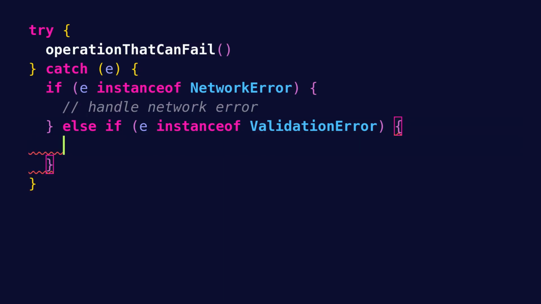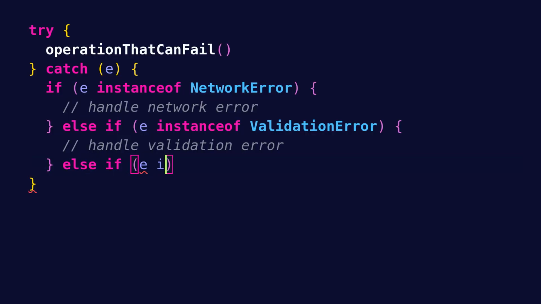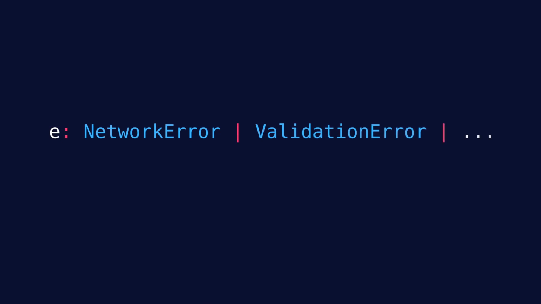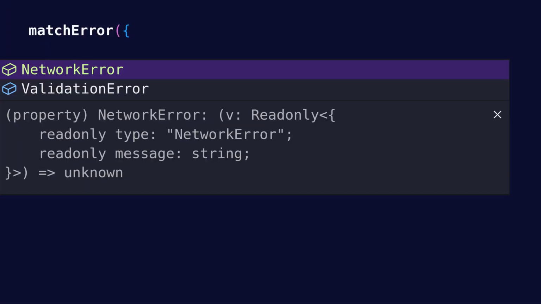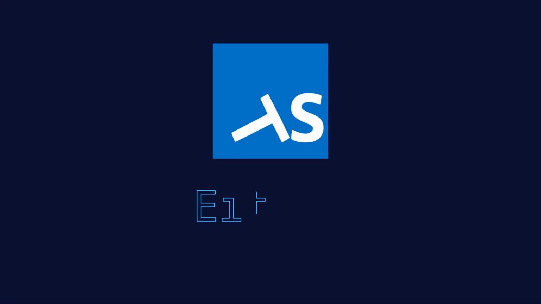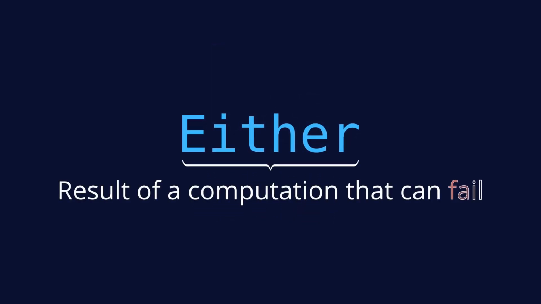Wouldn't it be awesome if the errors that you catch are fully typed, in the sense that your error is a union of all possible errors, and that you can enforce the handling of all possible errors in the type system? This is actually possible in FPTS by using the either type. The either type represents the result of a computation that can fail.